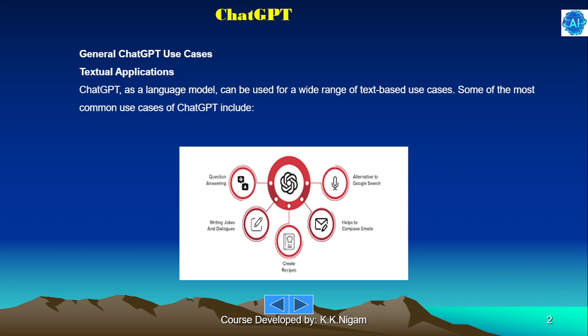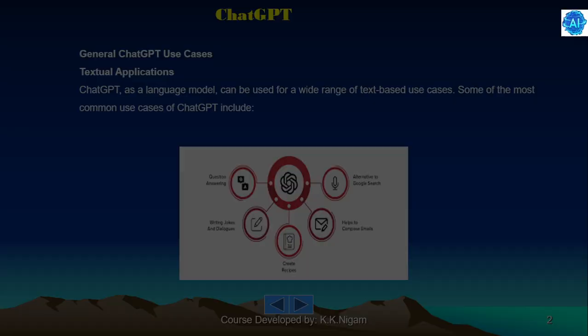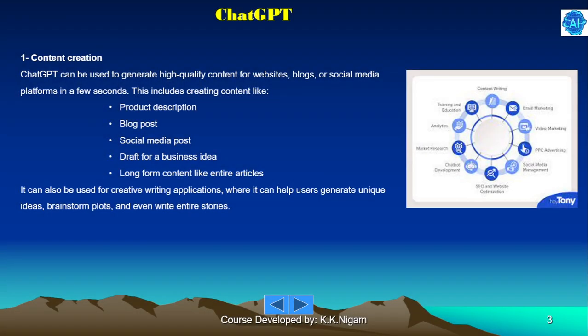Some of the most common use cases of ChatGPT include content creation. ChatGPT can be used to generate high-quality content for websites, blogs, or social media platforms in a few seconds. This includes creating content like product descriptions, blog posts, social media posts, drafts for a business idea, and long-form content like entire articles. It can also be used for creative writing applications, where it can help users generate unique ideas, brainstorm plots, and even write entire stories.